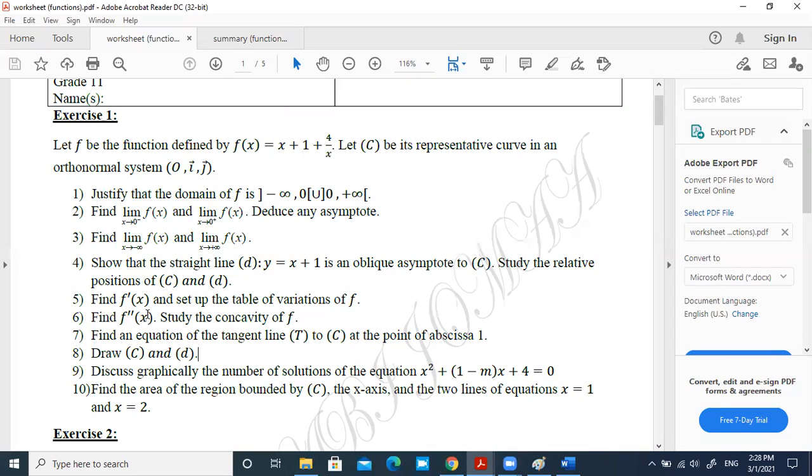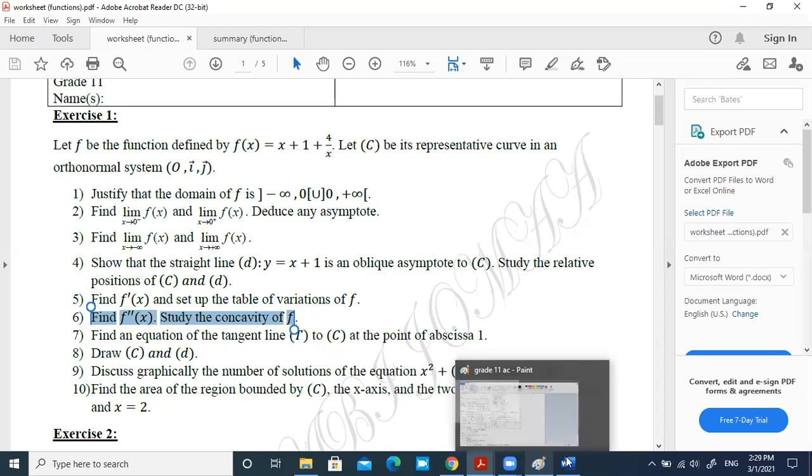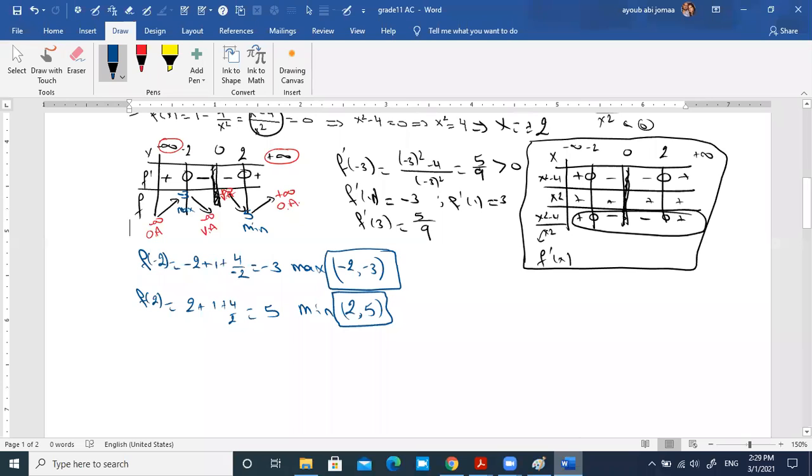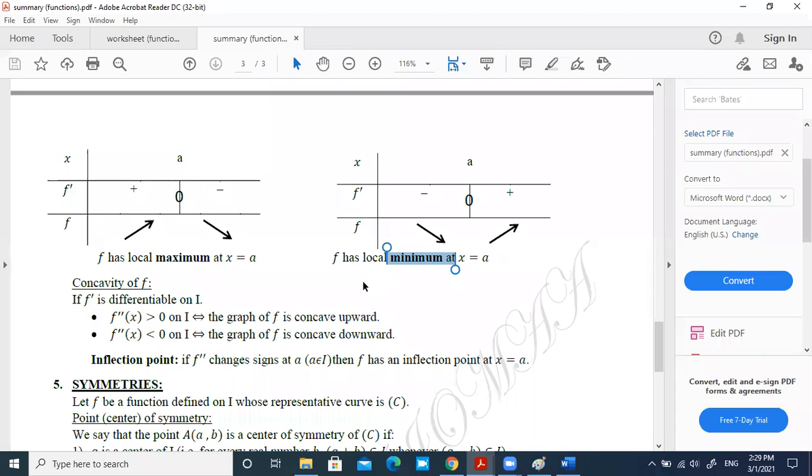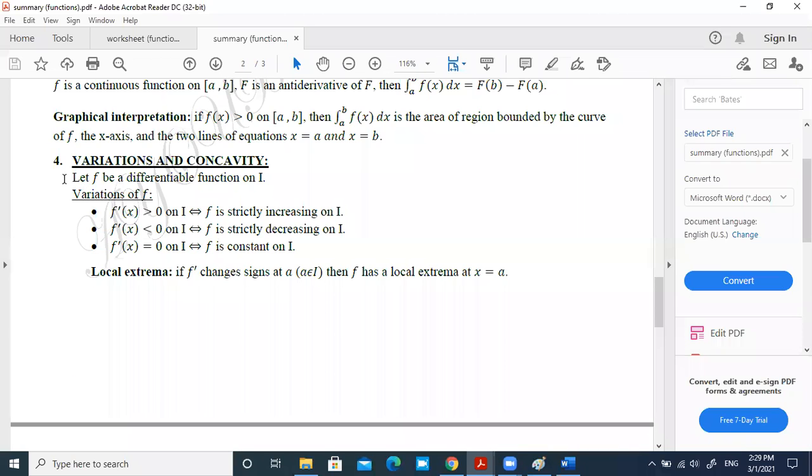Part 6. F double prime, study the concavity. هون في point بعد ما حكيت عنها اللي هي concavity of the function. Look here. For the variations of the function, you study the sign of the derivative. For the variations, you study the sign of f prime. Variations: increasing, decreasing.